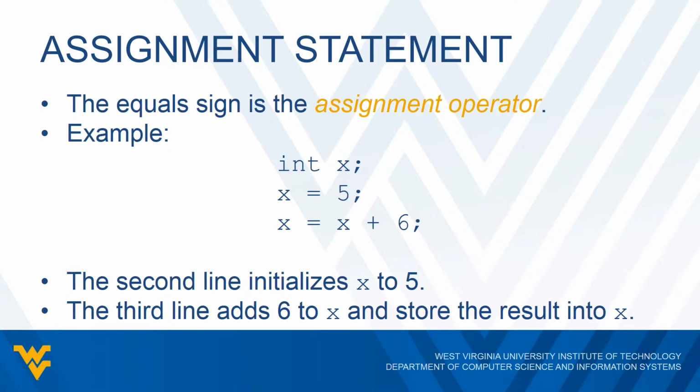So we take the current value of x, so that's 5, and we add 6 to it, so that result becomes 11, and then we store that result into x. So after this third line, x will now store 11.